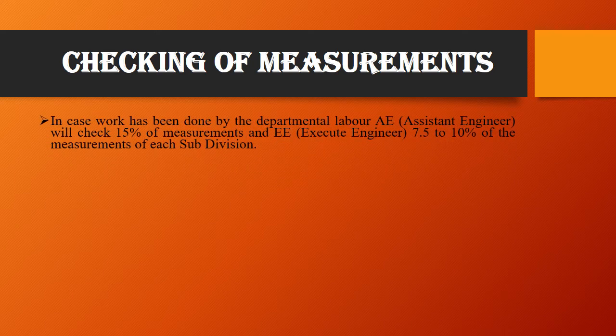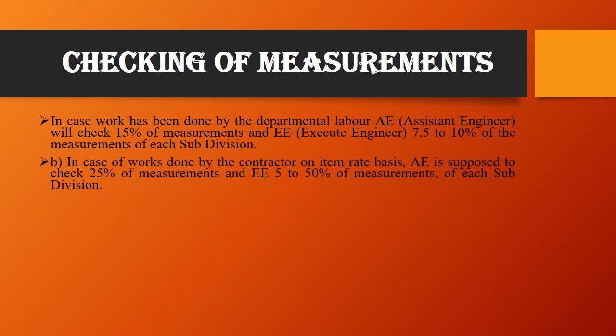In case work has been done by the department labor, assistant engineer will check 15% of measurements and executive engineer 7.5 to 10% of measurement of each subdivision. In case of work done by the contractor on item rate basis, the assistant engineer is supposed to check 25% of measurements and executive engineer 5 to 50% of measurements of each subdivision.